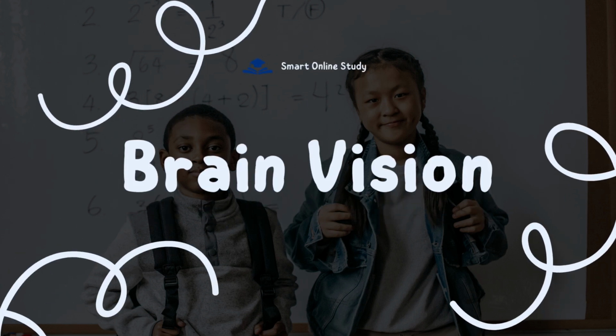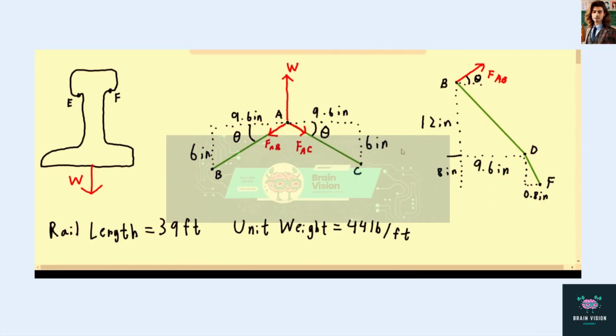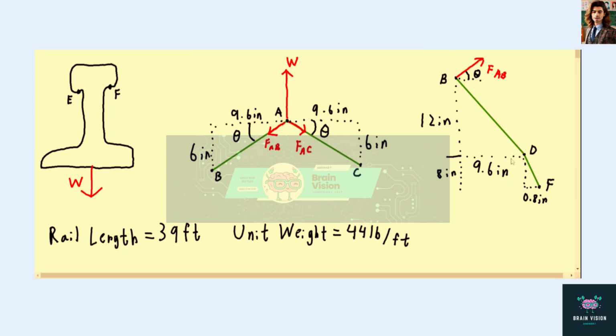Welcome to Brain Vision. We need to find the forces exerted at the point D and the point F whenever this rail is lifted by the tongs.